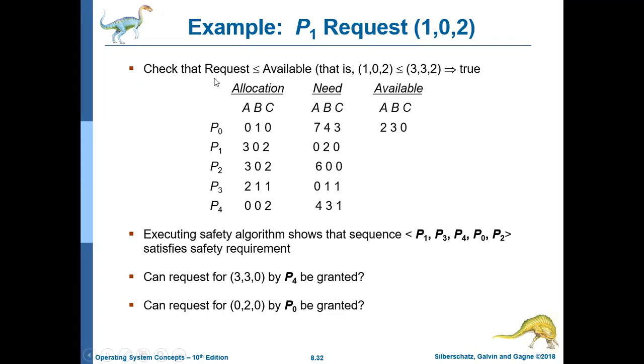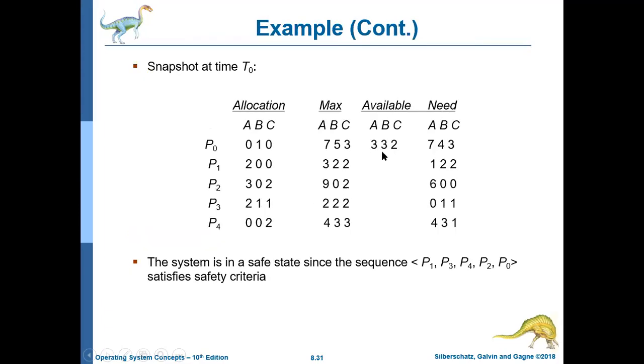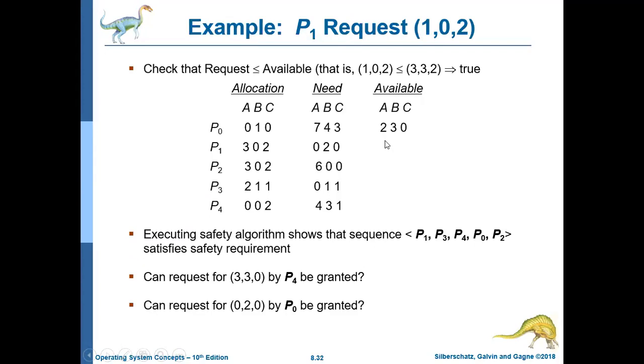First, you are checking whether your request is less than available. Yes, it is less than available. Less than means you need to check one by one. 1 is less than 2, 0 is less than 3, and 2 is less than 0. Sorry, availability was this one. Availability was 332. This is the final output.